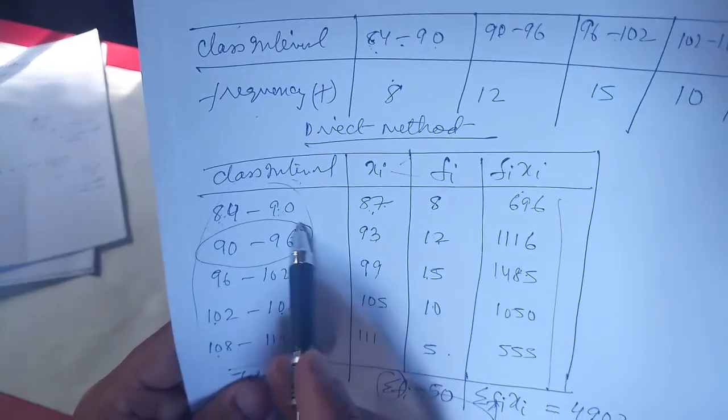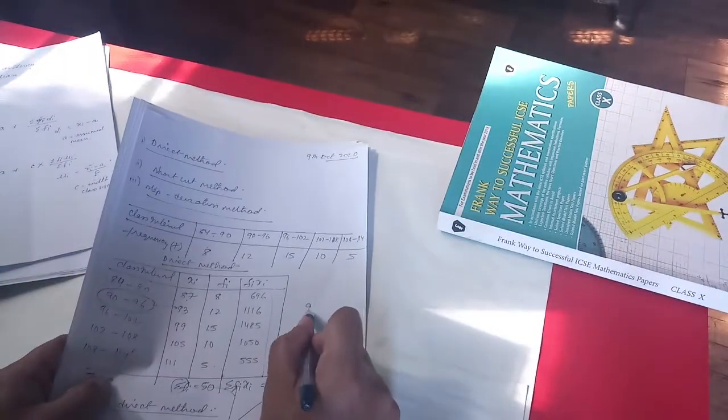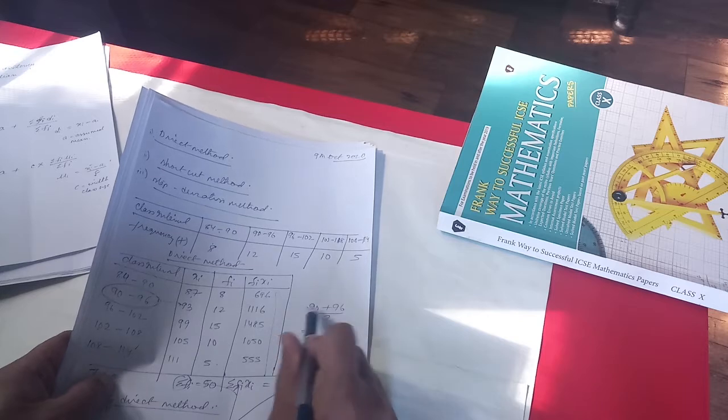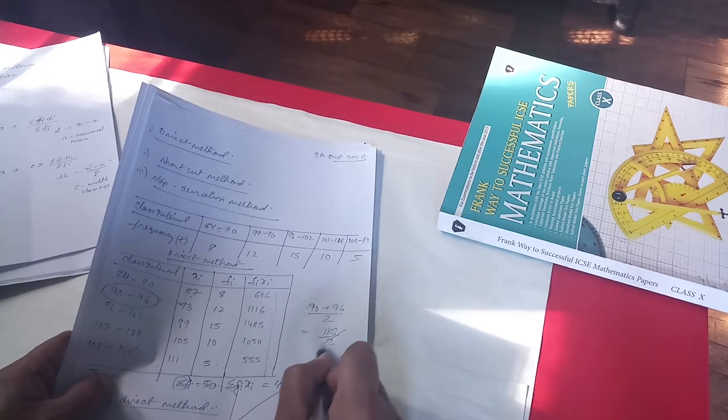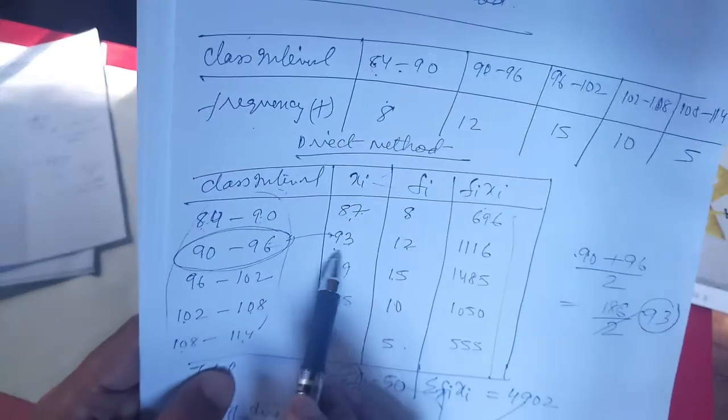I'll just demonstrate how you got 93 here. See here, 90 plus 96 divided by 2. 9 plus 9, 18 by 2. So 2 9s are 18, 2 3s are 6. So you got 93 like this.